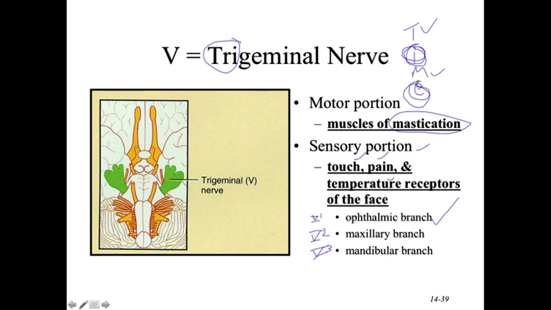5 for pain. 7 and 9. 7 for sweet, sour, salty. 9, bitter, back 9, and plus the parotid gland. Right? So many cranial nerves are involved with digestion.